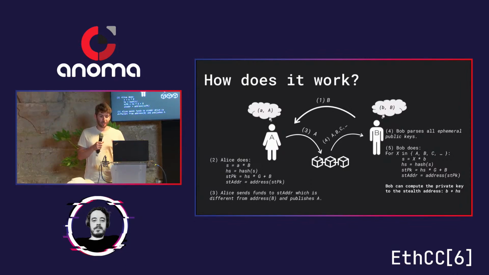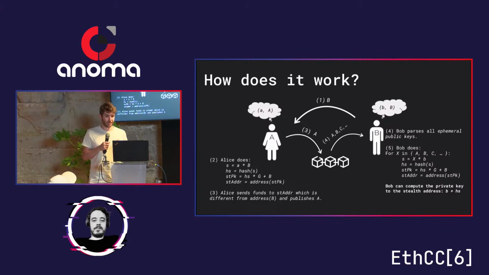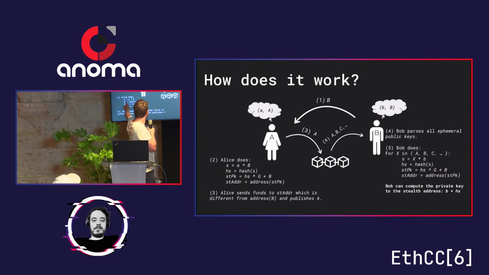He tries to multiply all of them with his private key, then hashes the result, essentially does the same as Alice did, multiplies it again by the generator point, and adds his own public key to it. And at this point, if the transaction was really supposed to go to Bob, so if Alice used Bob's public key together with the ephemeral private key, then Bob will be able to find his own stealth address. This is essentially possible because if you calculate the shared secret here and the shared secret here with the right ephemeral public key, then they will both arrive at the same shared secret.